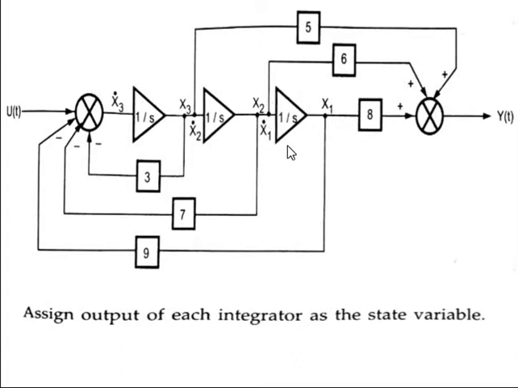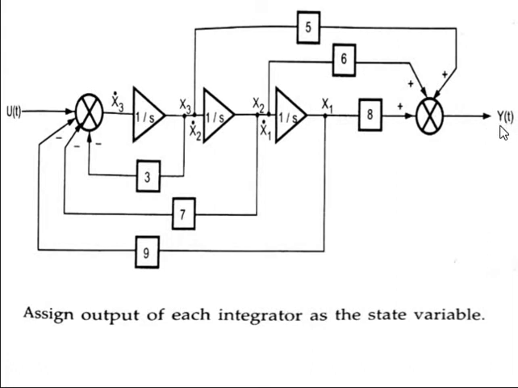X1 dot of t is nothing but x2. There is no incoming branch here, only x2 is there, so x1 dot of t is equal to x2, and x2 dot of t is equal to x3. And x3 dot of t is nothing but this summation output. That means u of t minus 9 multiplied with x1 of t, minus 7 x2 of t, minus 3 x3 of t. These are the equations for x1 dot of t, x2 dot of t and x3 dot of t.